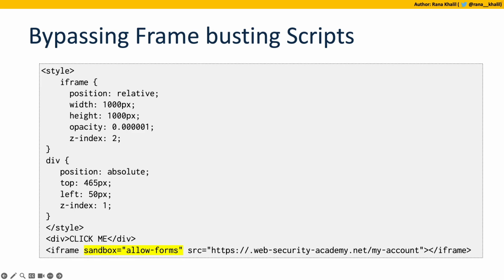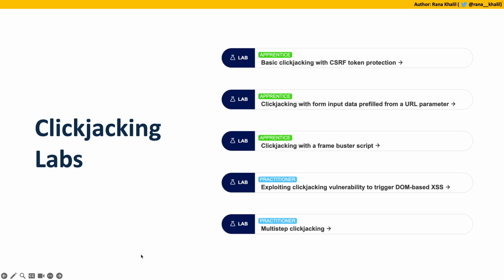The way you would do that is by using the sandbox attribute in the iframe element. When it's set to allow forms or allow scripts, what it does is it allows you to neutralize the effect of the frame busting script and therefore be able to exploit your clickjacking attacks. We'll see an example of that when it comes to the upcoming videos.